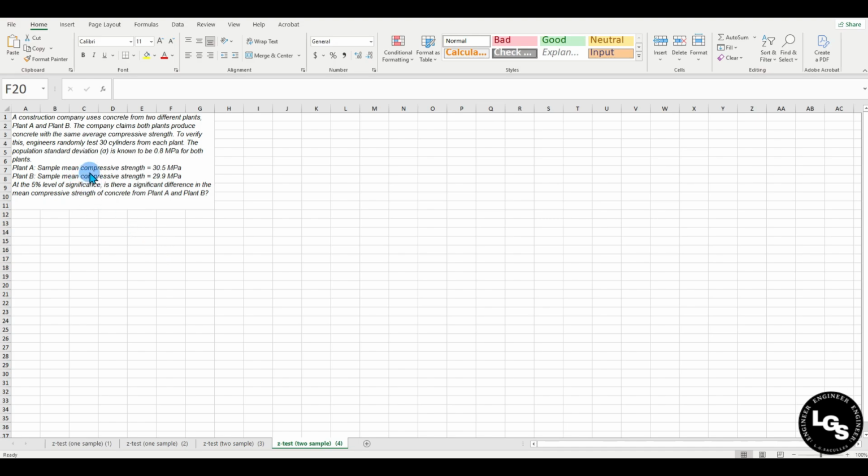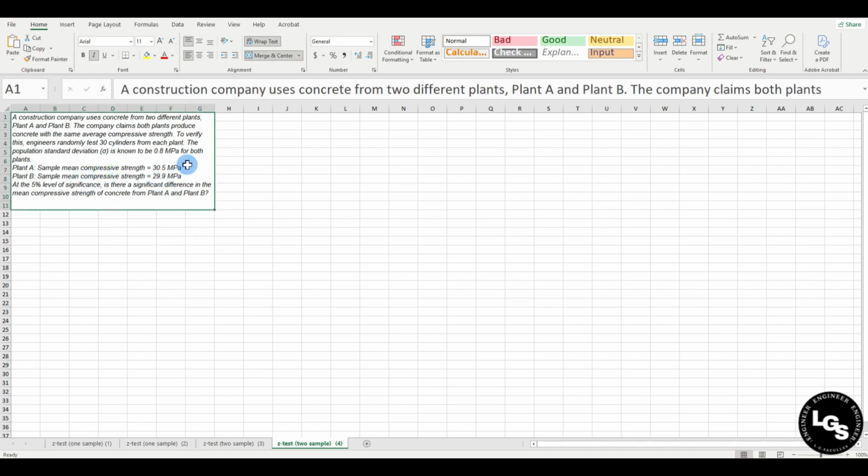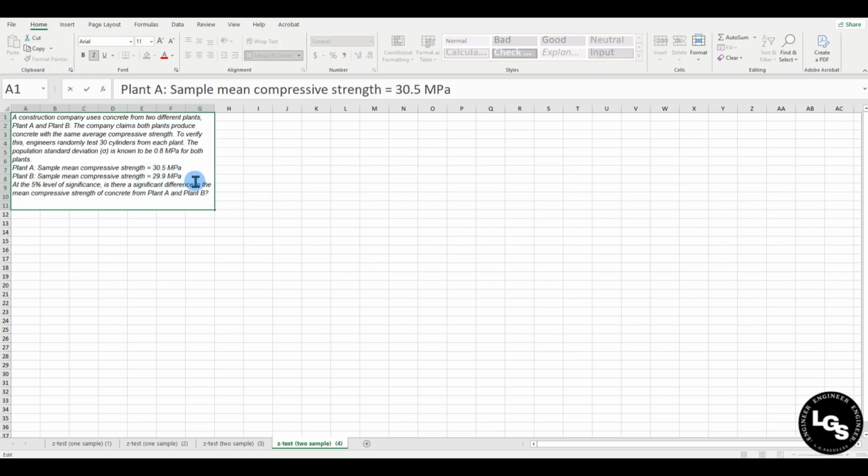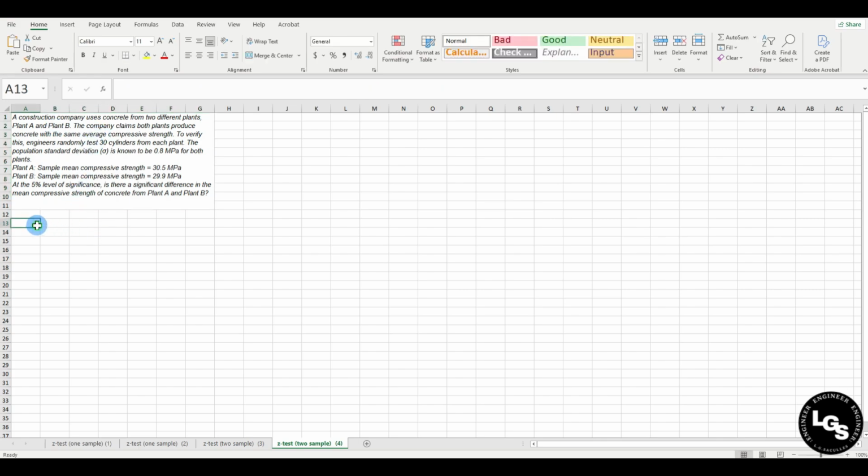The sample mean compressive strength for plant A is 30 megapascal. Then for plant B, it is 29.9 megapascal. So the question is, at a 5% level of significance, is there a significant difference in the mean compressive strength of concrete from plant A and plant B? Given is the population standard deviation, so this is a z-test, and we have two plants, so this is for two samples. So let's write first the given.